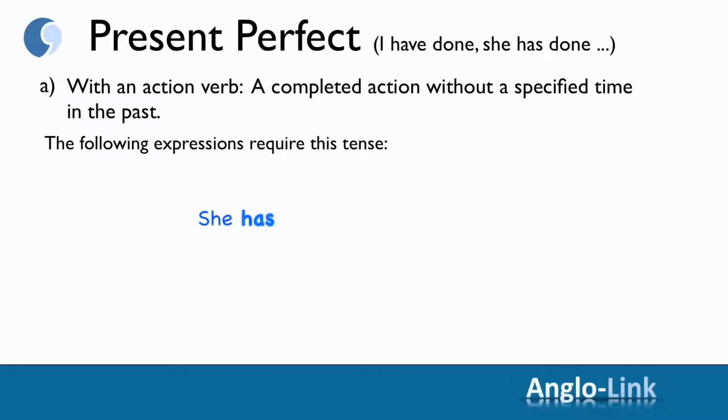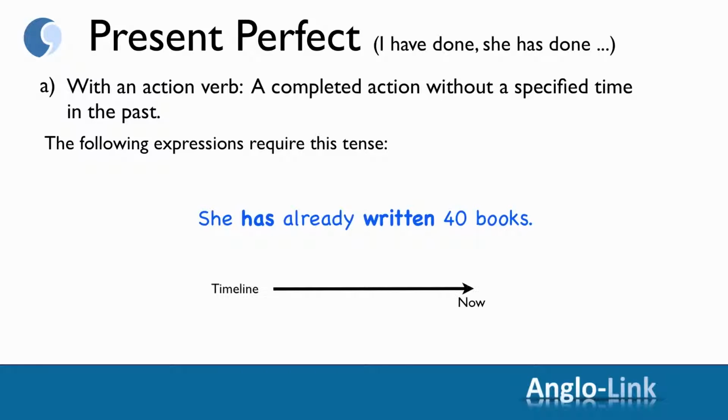For example, she has already written 40 books. Let's look at the timeline. The action is completed without saying exactly when. It's completed before now, which is the time of speaking.